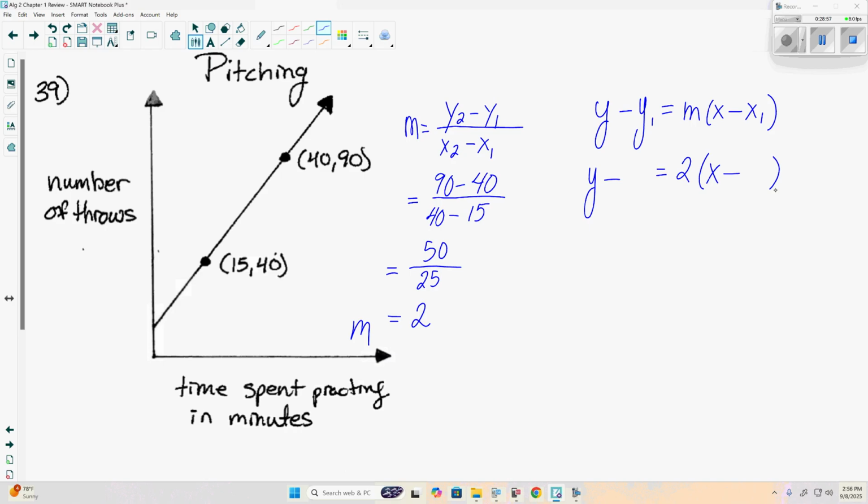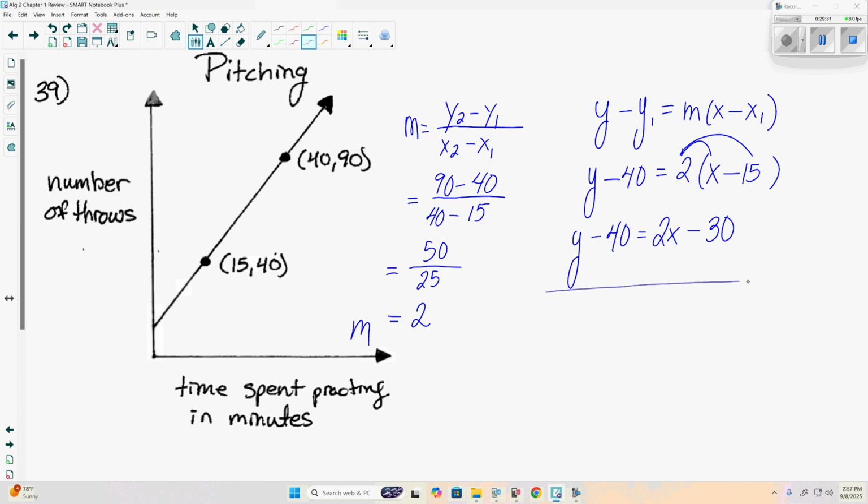(15, 40) or (40, 90)? Which one do we want to use? Is 40 x or 40 is y? 40 is y. 15 is x. Now the first thing we'll want to do after plugging the slope and point in is to distribute the slope. 2 times x is 2x. 2 times negative 15 is negative 30.